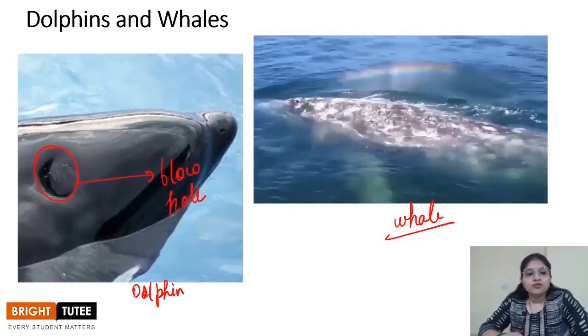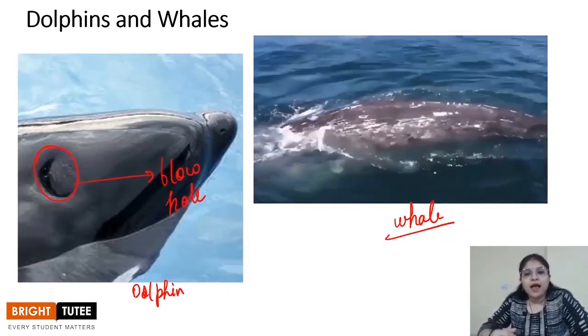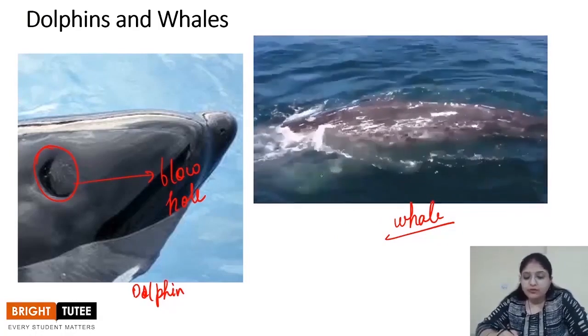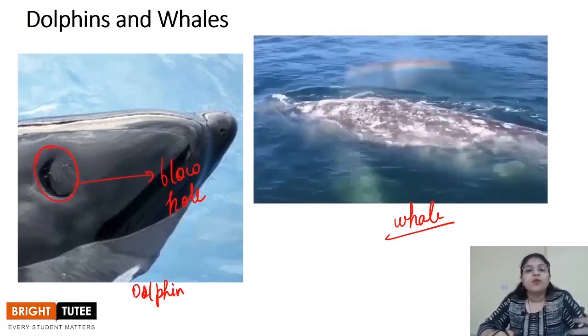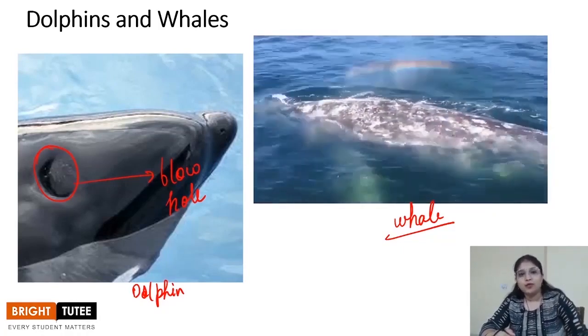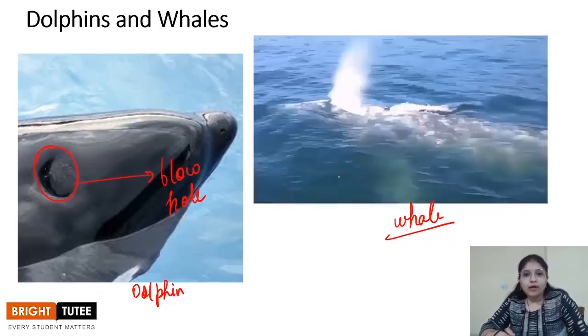So this blowhole actually helps them in taking in air, and this particular fountain which you are able to see in this video is the excess water that might have gone in, right? So they remove that excess water through the blowhole, right?